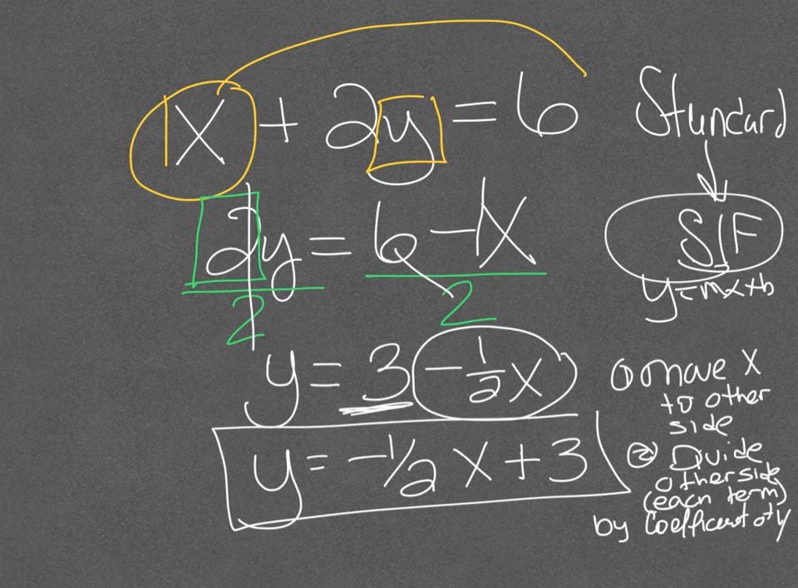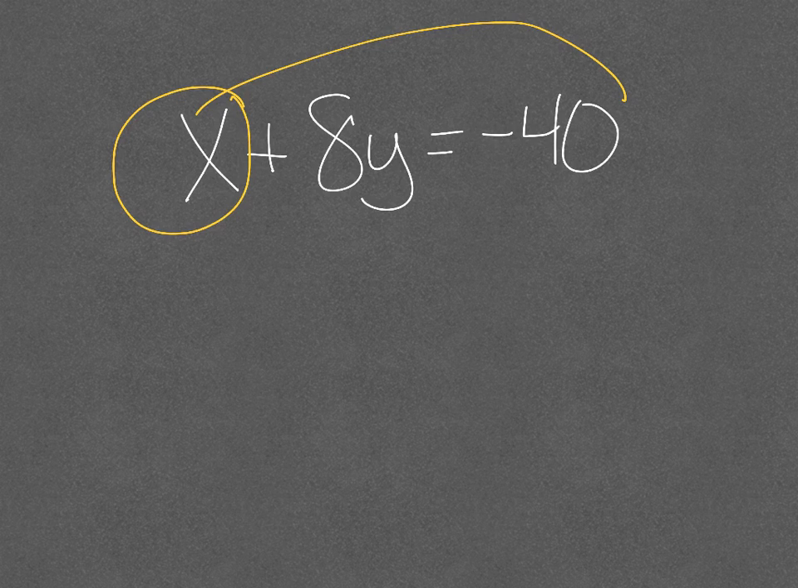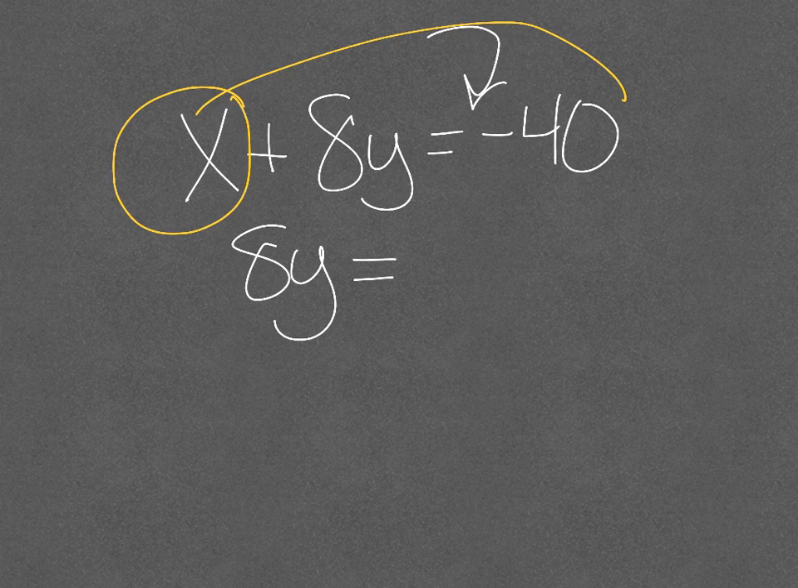Okay. All right. x plus 8y equals negative 40. All right, so step 1, move the x to the other side. So now we're going to have 8y equals, and what I always like to do is go ahead and put the x in front, because in slope-intercept form, the x is in front, right? So we have 8y equals x, and you could put 1x, minus 40.